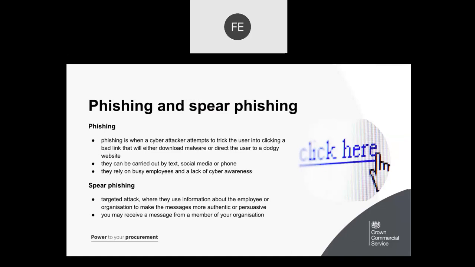the employee or organization to make the messages more authentic or persuasive. You may receive a message from a member of your organization. Phishing is commonly used to describe those sent via email, so often sent in volume. So you'll be able to see inaccuracies alongside spelling mistakes. The email address is also a good indication.